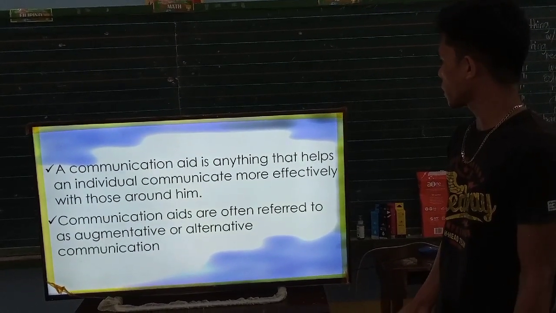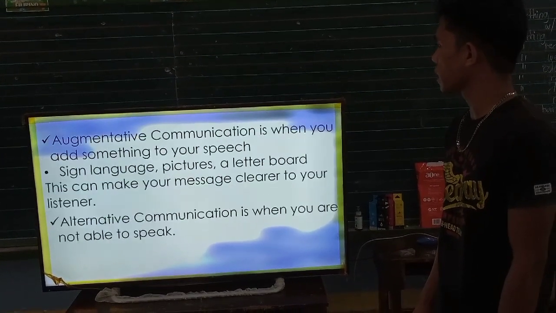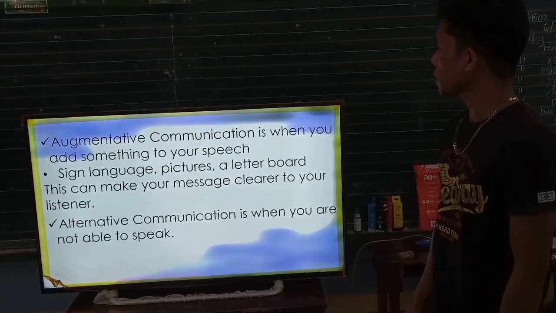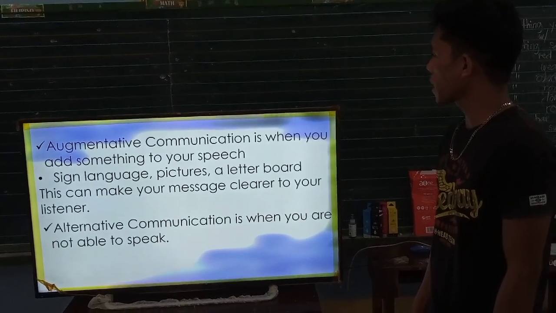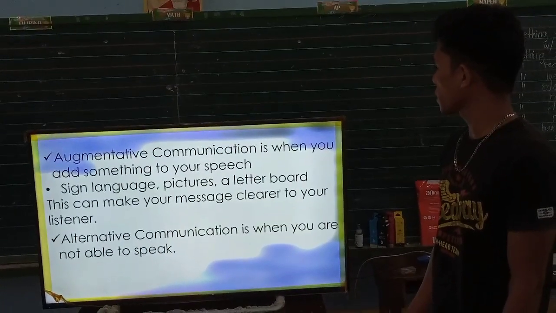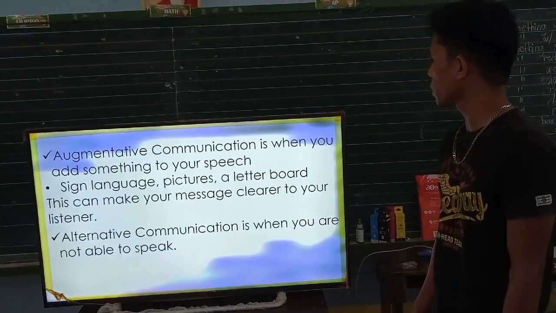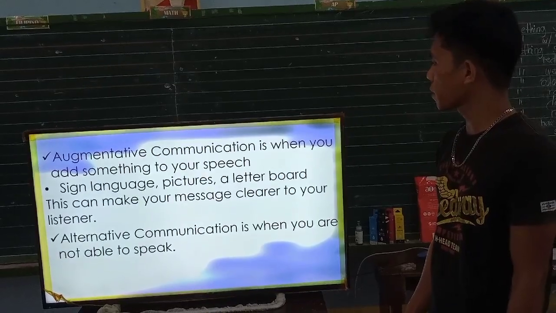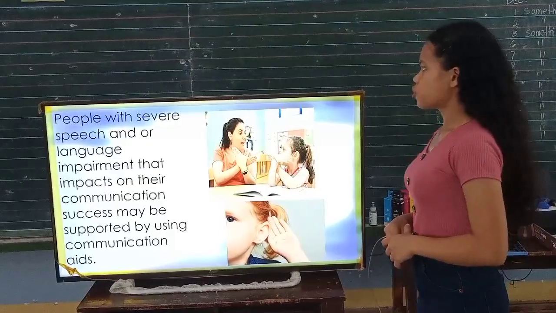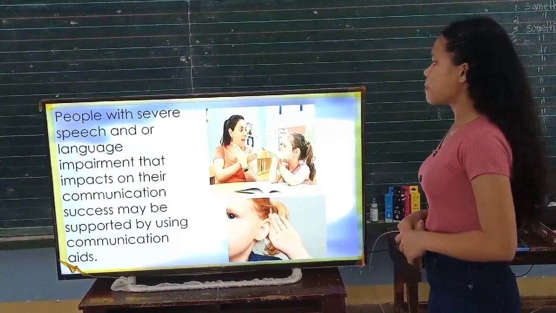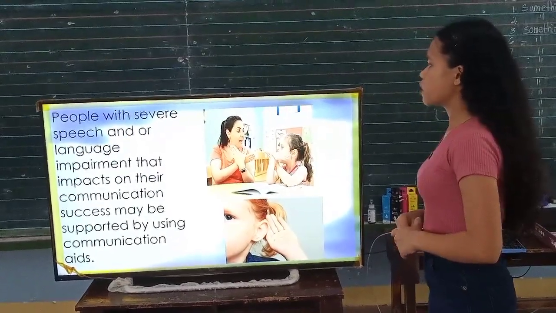Communication aids are often referred to as augmentative or alternative communication. Augmentative communication is when you add something to your speech, like sign language, pictures, and a little more. This can make your message clearer to your listener. Alternative communication is when you are not able to speak. People with severe speech or language impairment that impacts their communication success may be supported by using communication aids.